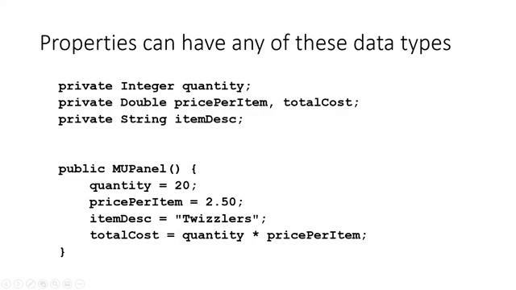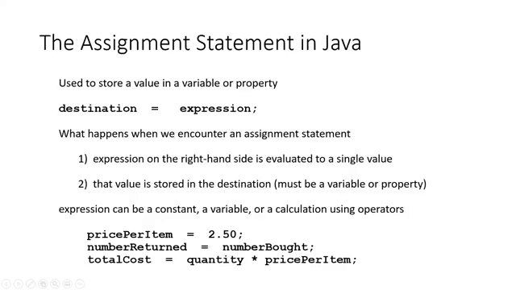And then you can also perform calculations. I'm going to talk about what this asterisk means, but you can perform calculations and store the result in a property. Okay, so this assignment statement that you see with this equal sign has a particular direction that it's going to use. It's used to store a value in a variable or a property, and the destination goes on the left-hand side of the assignment statement.